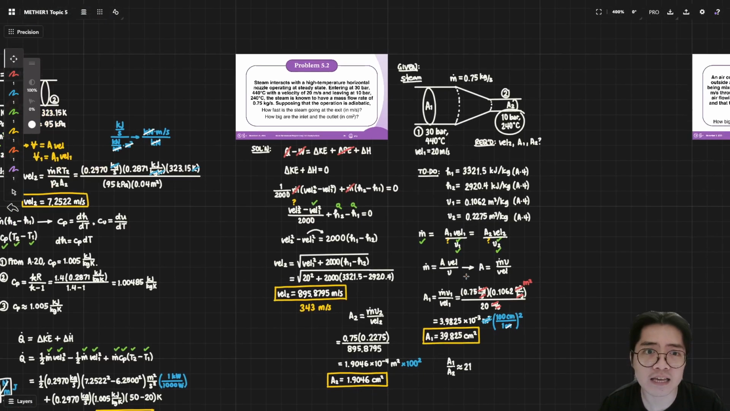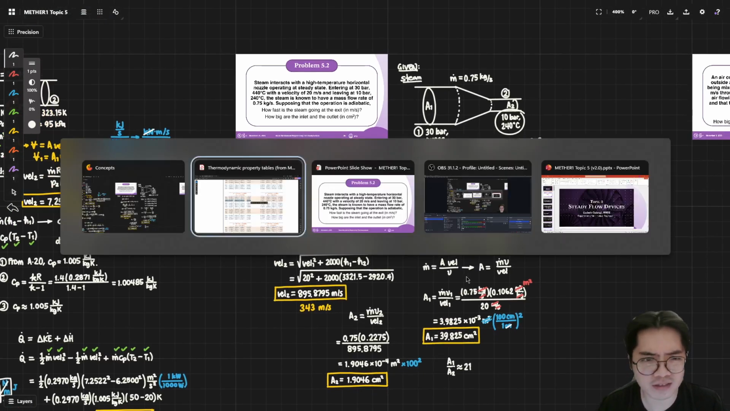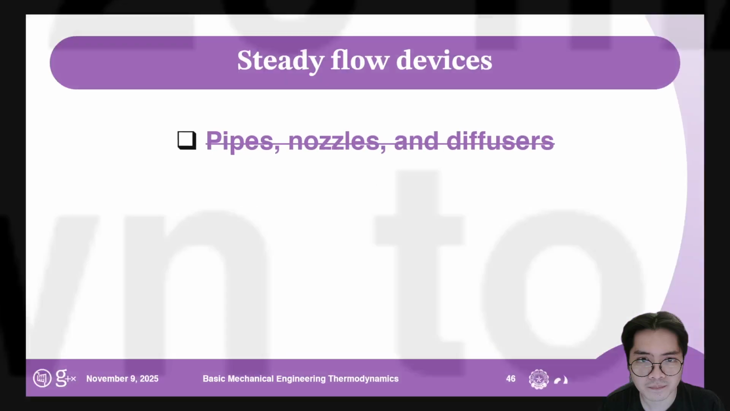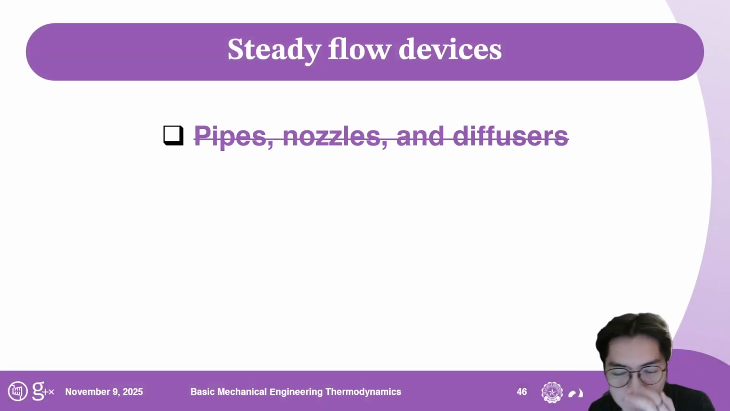So that is your problem 2, and I think that's it for part 2. Now we're done with pipes, nozzles, and diffusers. You guys can take it from here. If you want to study problem 5, go ahead. I think there's a diffuser problem in there somewhere.